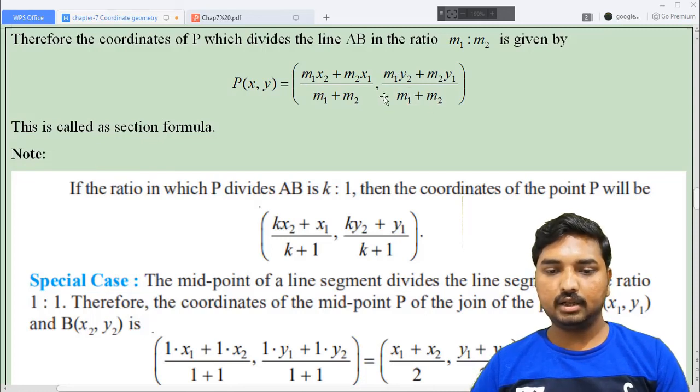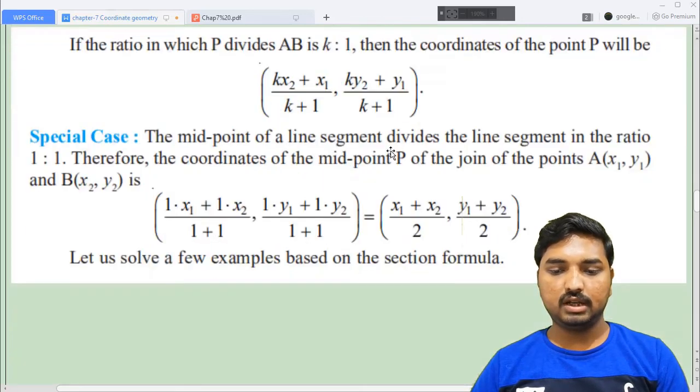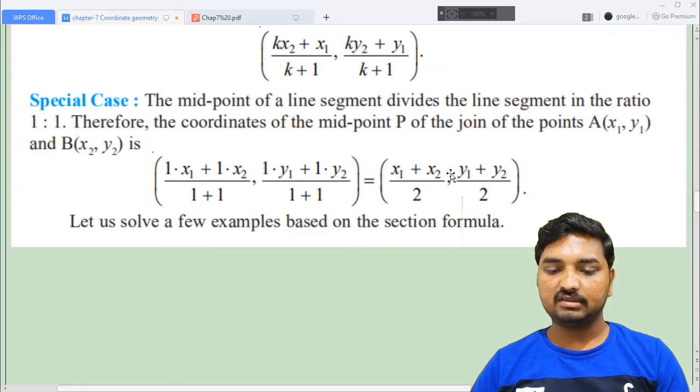What do we get? x2 plus x1 divided by 1 plus 1, which is 2, and y2 plus y1 divided by 1 plus 1, which becomes 2. So you can write x1 plus x2 by 2 comma y1 plus y2 by 2. So this is called what?